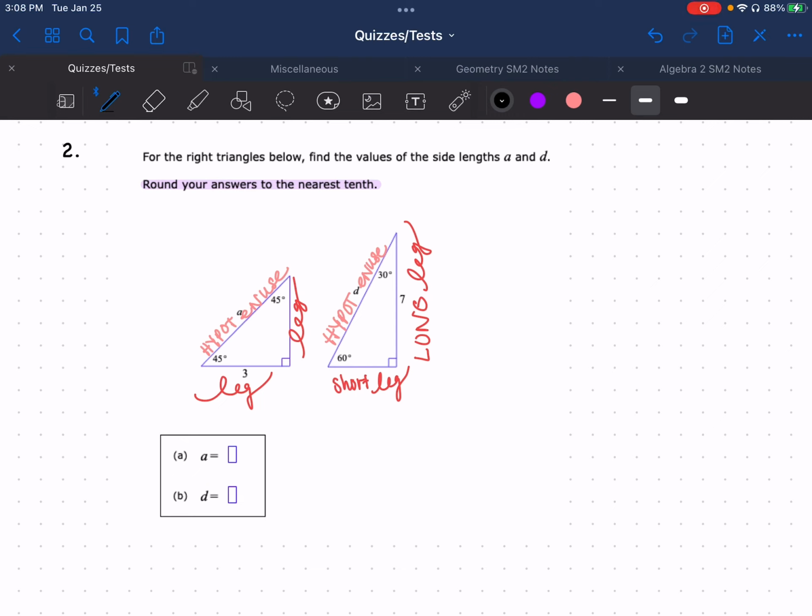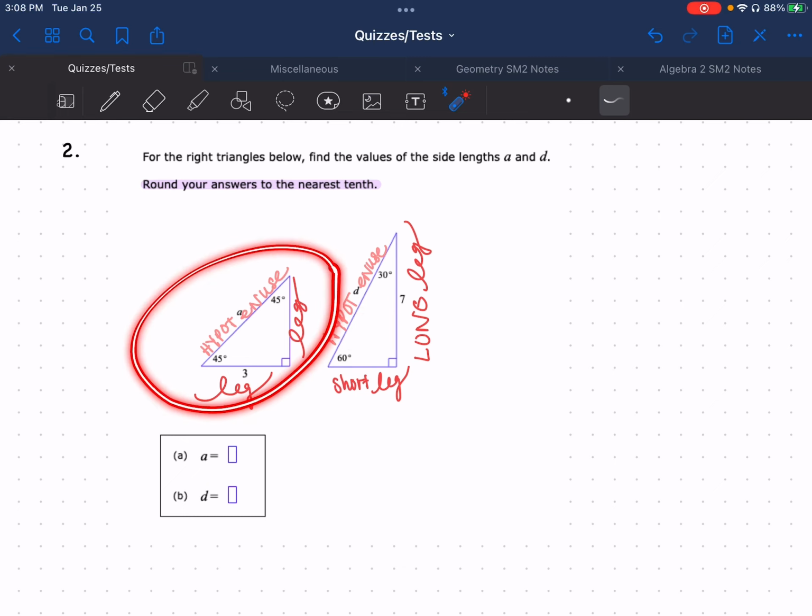All right, so I have gone ahead and labeled them again as the hypotenuse and the legs and the short and the long. Notice once again, when the numbers are the same, you want to use 5.3. When the numbers inside the triangles are different, you want to use 5.4. That's how you're going to know which foldable to use.